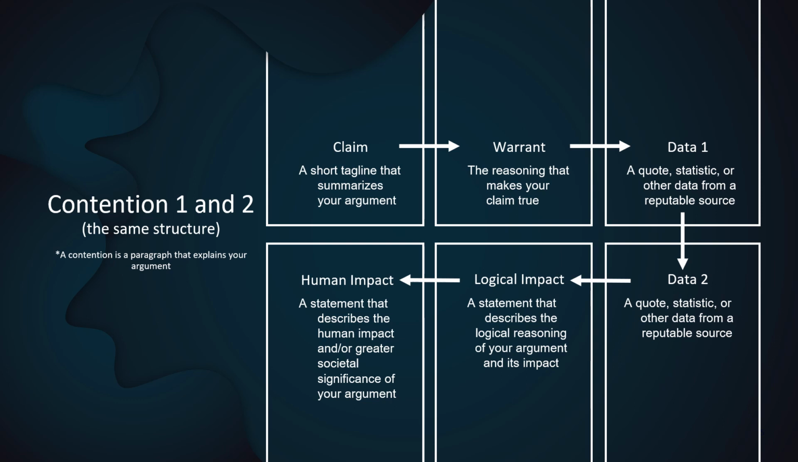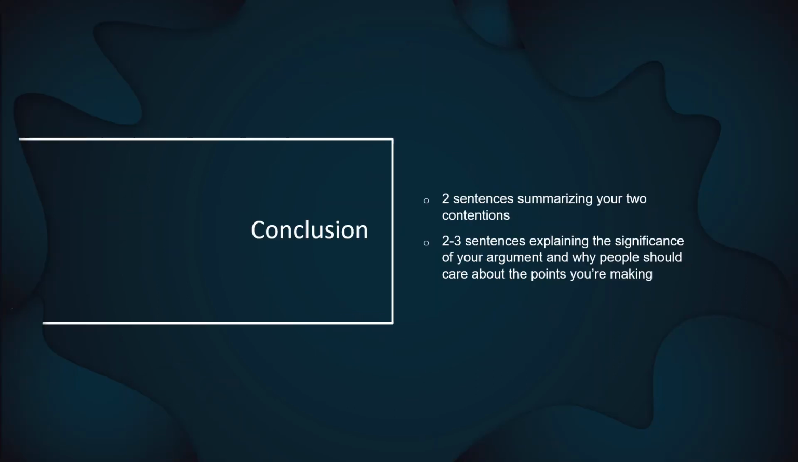So as you see, by sticking to the six-part format, we slowly walked our audience through my argument and then finally ended off with a strong impact that convinced them that they should care and that my argument holds significance. And then again, you should do this for contention one and then repeat this exact same structure for contention two.